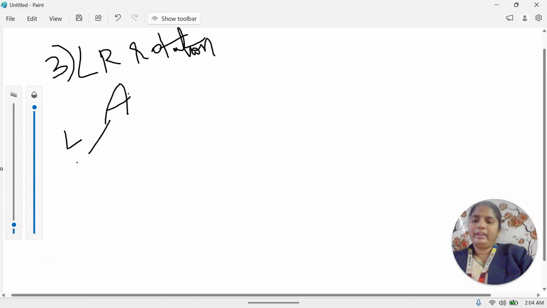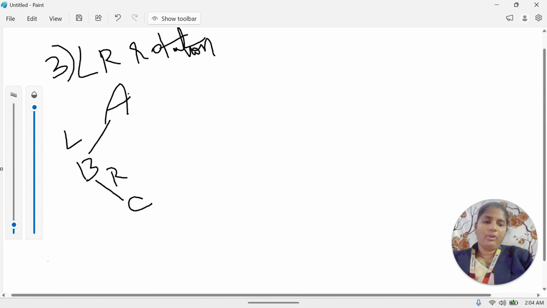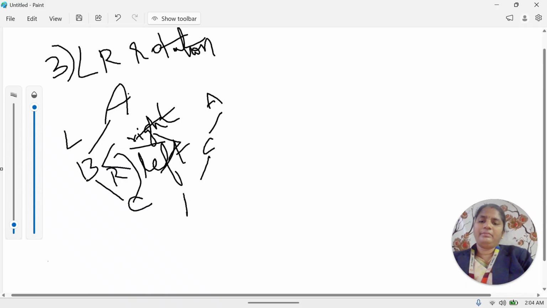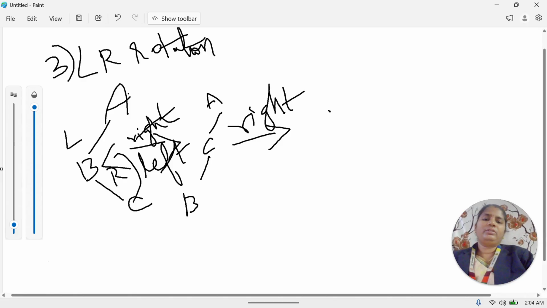A left side, then right side. If this follows, then we have to perform first the left rotation, A, C and B. After that we will be performing the right rotation. So C comes to the center, B the left child and A the right child.